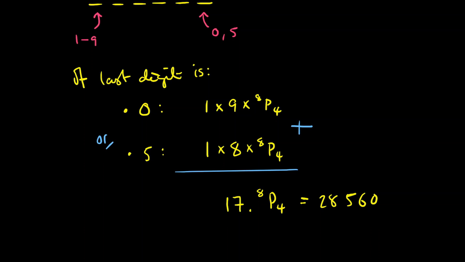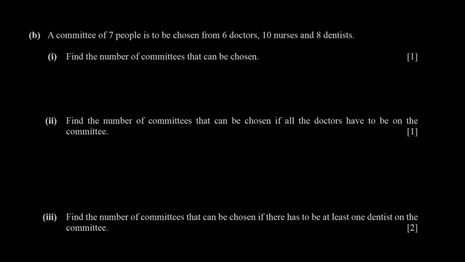All right, then. So part B of the permutations and combinations question. A committee of 7 people is to be chosen from 6 doctors, 10 nurses, and 8 dentists. Find the number of different committees that can be chosen. Now, at the start of this question, for part A, I defined the distinction between permutations and combinations.